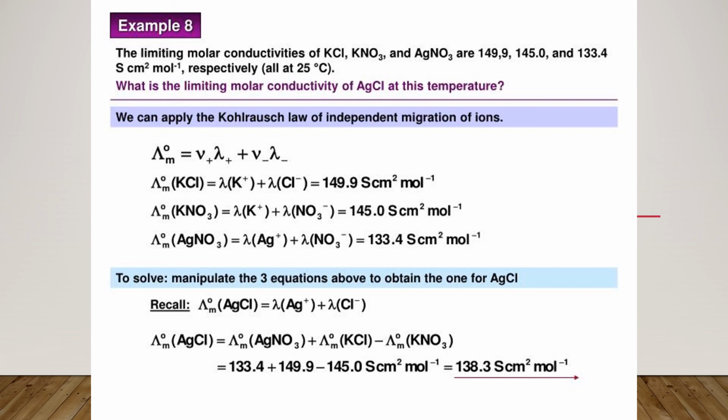So we have discussed the Kohlrausch law, and we have discussed the 3 applications. First application is the determination of degree of dissociation of weak electrolyte. Then we can determine the molar conductance at infinite dilution of weak electrolyte, and we can also determine the solubility of the sparingly soluble salt.